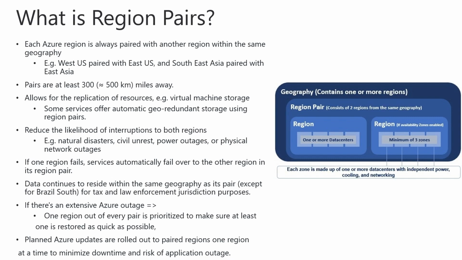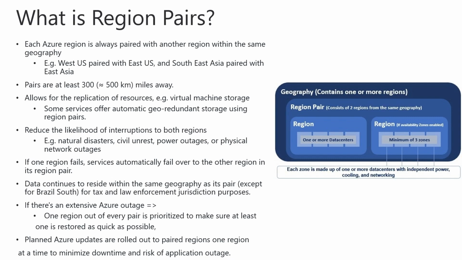And generally these paired regions are at least 300 miles away from each other, so that if any flood or other natural disaster comes, at least they will be less impacted because of this distance. If one region in a pair fails, services will automatically fail over to the other region in its region pair. That is why this pairing works.